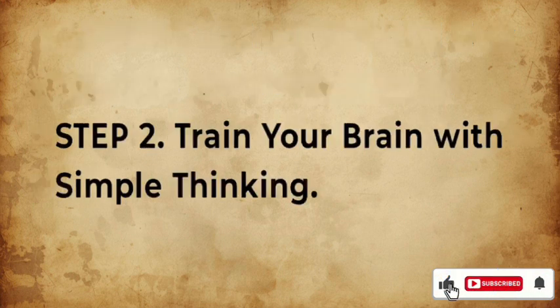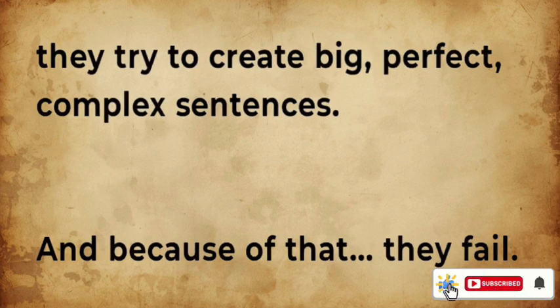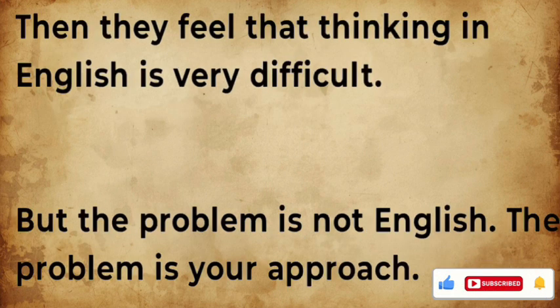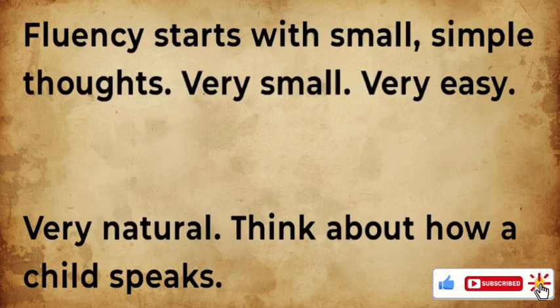Step 2. Train your brain with simple thinking. Now there is another mistake that many learners make. When they try to think in English, they try to create big, perfect, complex sentences. And because of that, they fail. Then they feel that thinking in English is very difficult. But the problem is not English. The problem is your approach. You are trying to run before you can walk. Fluency does not start with big sentences. Fluency starts with small, simple thoughts. Very small, very easy, very natural.